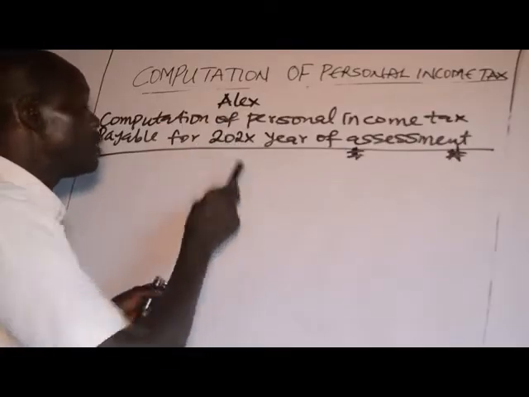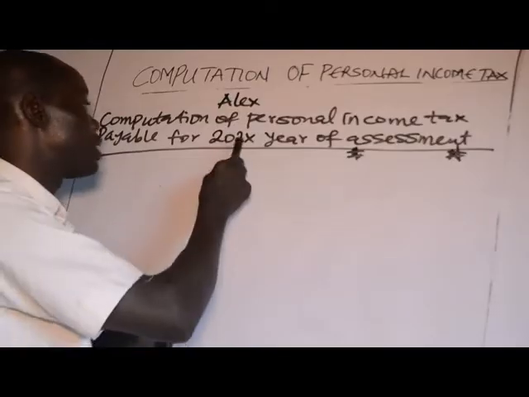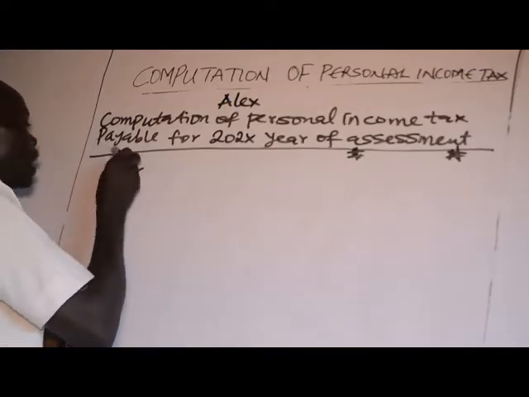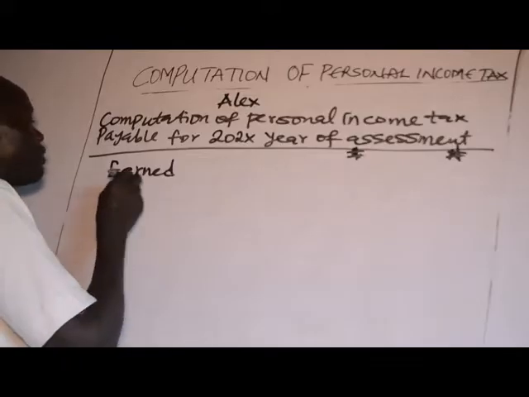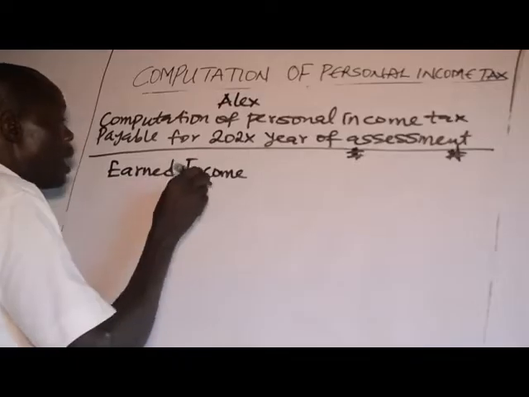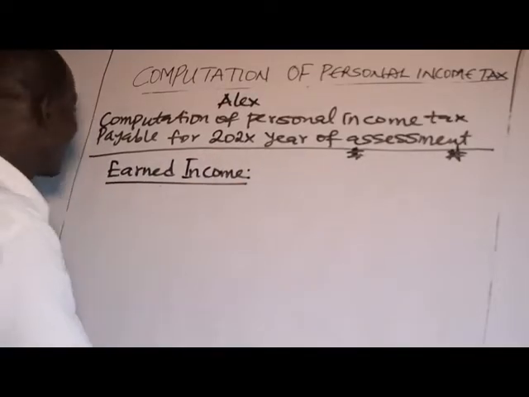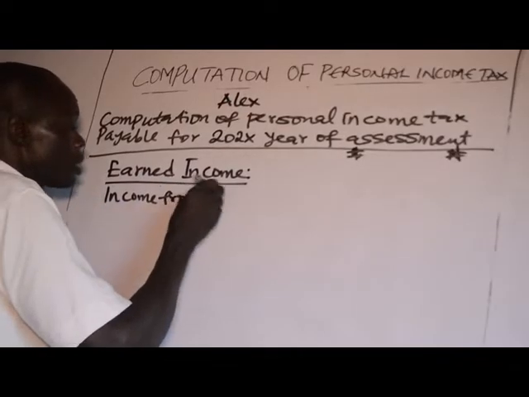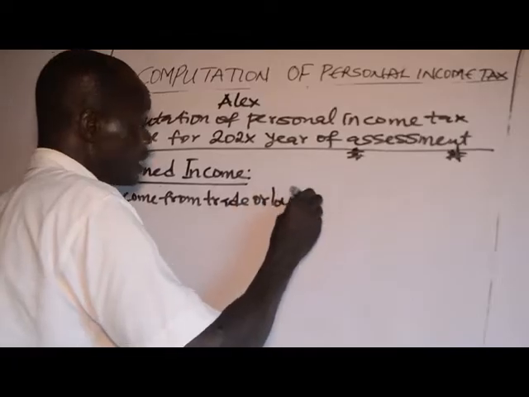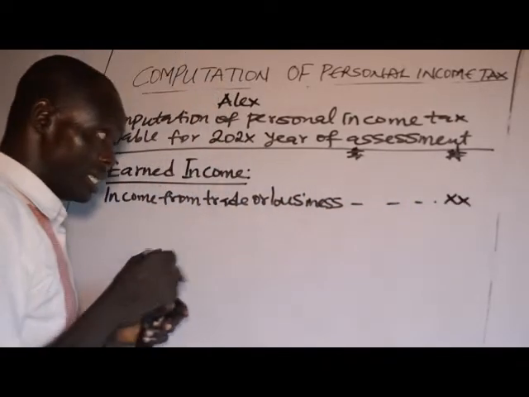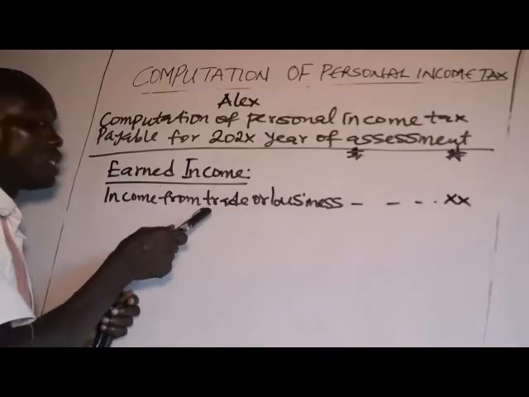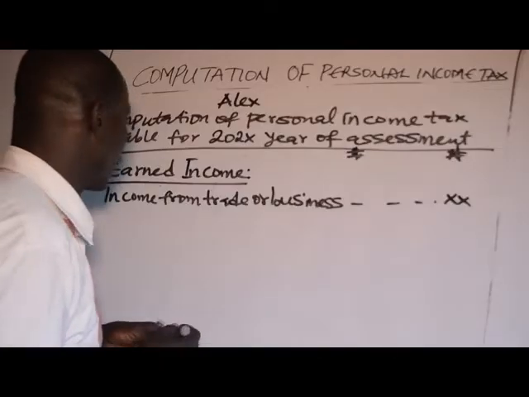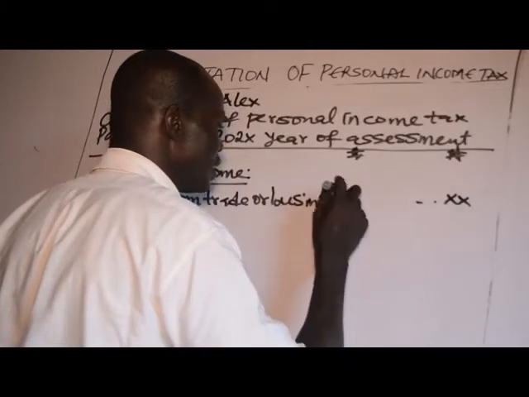You know, the personal income of an individual is assessable on actual year basis. I've told you previously that the income of an individual chargeable to tax will be categorized into two: earned income and unearned income. We can have income from trade or business. Remember, I've told you that this is assessable on preceding year basis. That means the income for 2022 will be assessed in 2023, and income for 2023 will be assessed in 2024 year of assessment. So this one is PYB, preceding year basis.